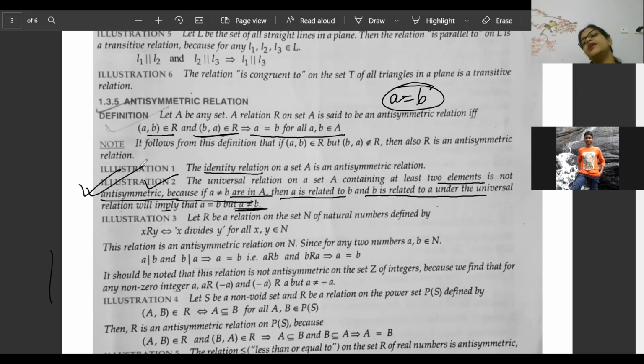So exactly till now you have seen reflexive. Reflexive is what? It is identity, universal. Symmetric, identity, universal. Transitive, identity, universal. Antisymmetric, is it identity and universal both? Quickly say. No, very good, Pritika.